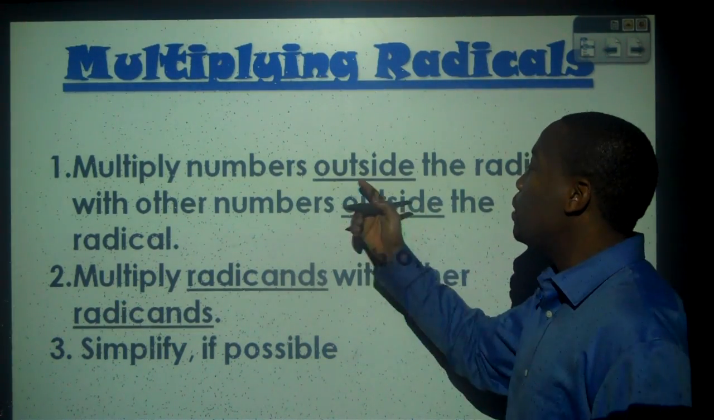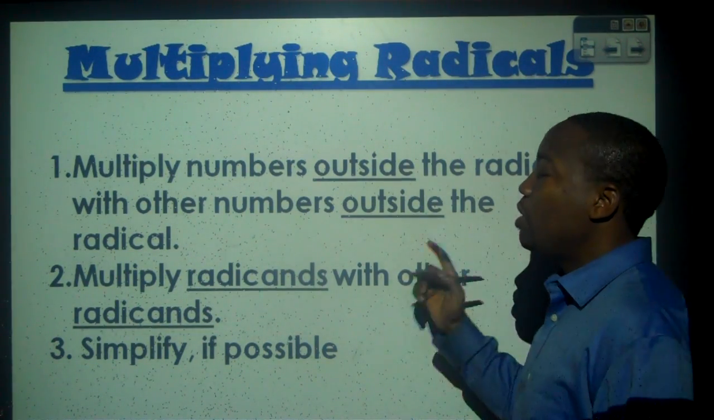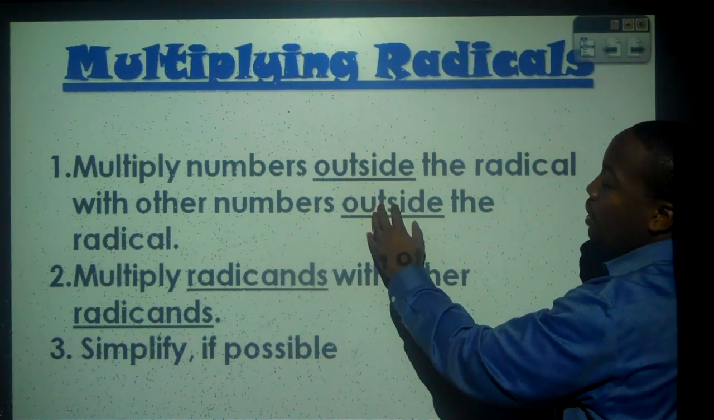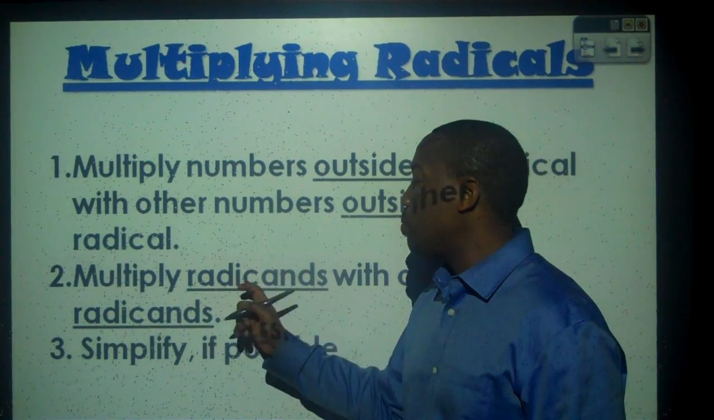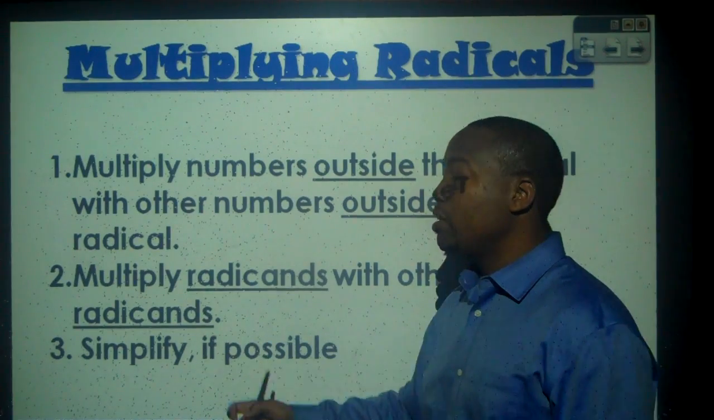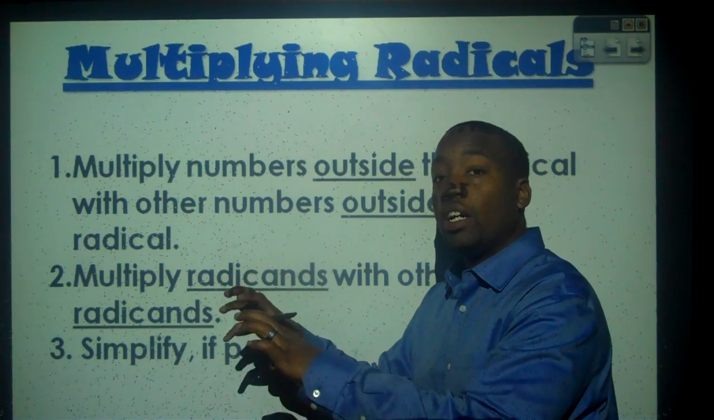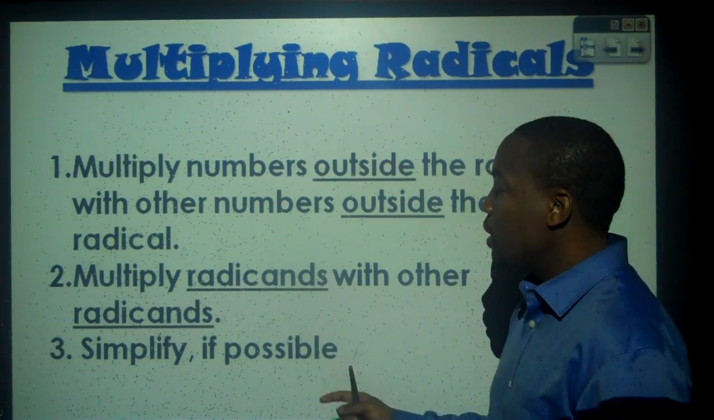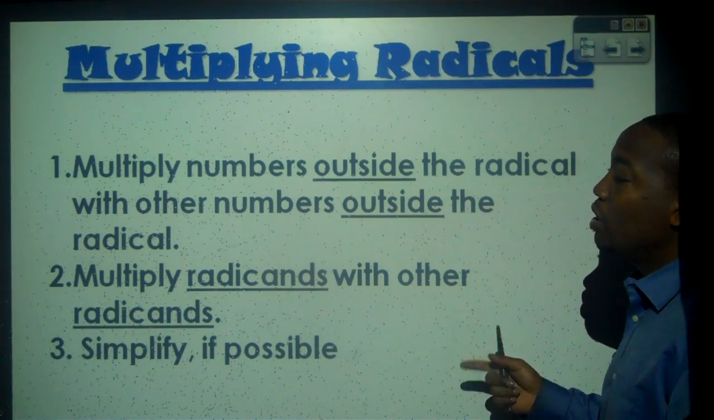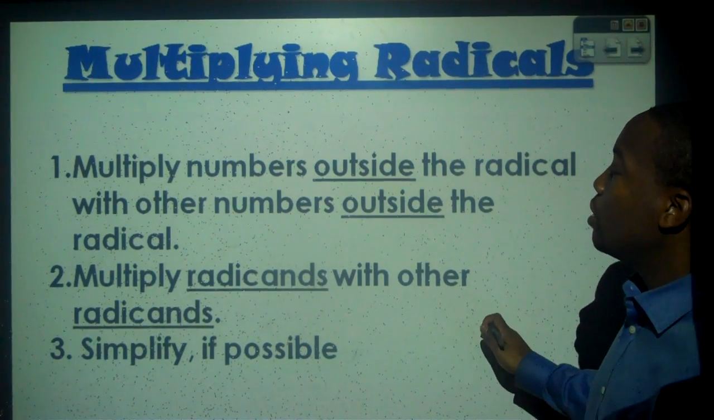Multiplying radicals: multiply numbers on the outside with other numbers on the outside of the radical. So outside with outside, and then the next step is multiply the radicands with other radicands. That would be inside times the inside, the ones underneath the square root. Simplify if possible. So let's go through a couple examples.